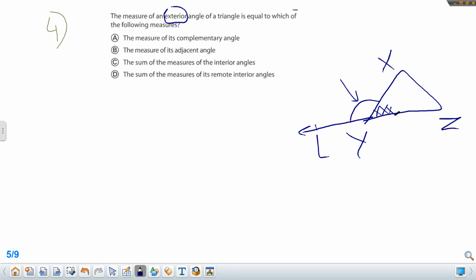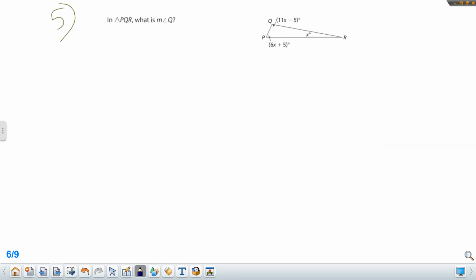So we can say sum of non-adjacent interior angles, or by another meaning, sum of remote interior angles. Remote means non-adjacent. So we can select letter D. Good, letter D. Okay, next one, number 5. Triangle PQR, what's the measure of Q?